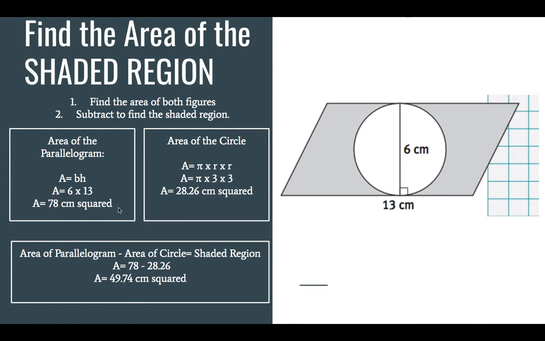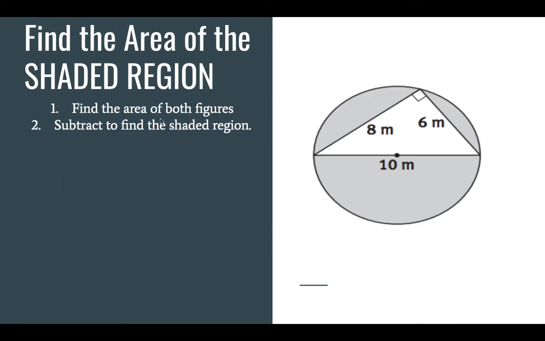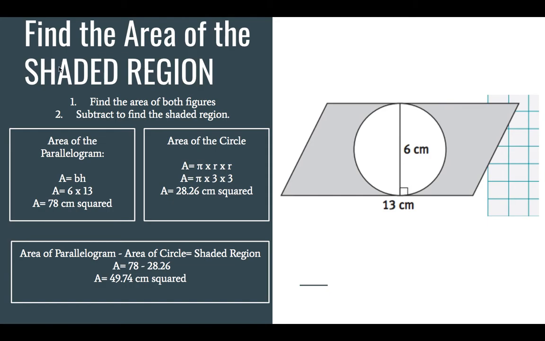centimeters squared. The area of the circle, we have pi times radius squared. And in this case, since the entire thing is 6, the radius would be half of that. So from the center of the circle out, it's going to be 3. So we have area is equal to pi times 3 squared, which is going to give us area is equal to 28.26 centimeters squared.